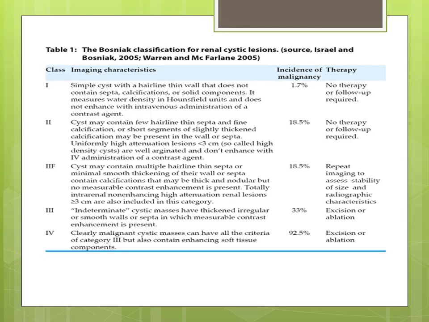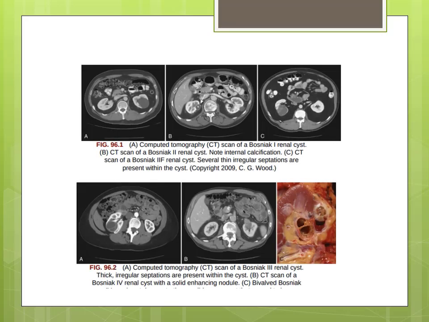Class 2 cysts may contain a few hairline thin septa and fine calcification. They are less than 3 cm and also do not enhance with IV contrast administration. The incidence of malignancy is 18.5% and no therapy or follow-up is required. This is the class 2 cyst having fine calcification and a thin wall and does not enhance with intravenous contrast.